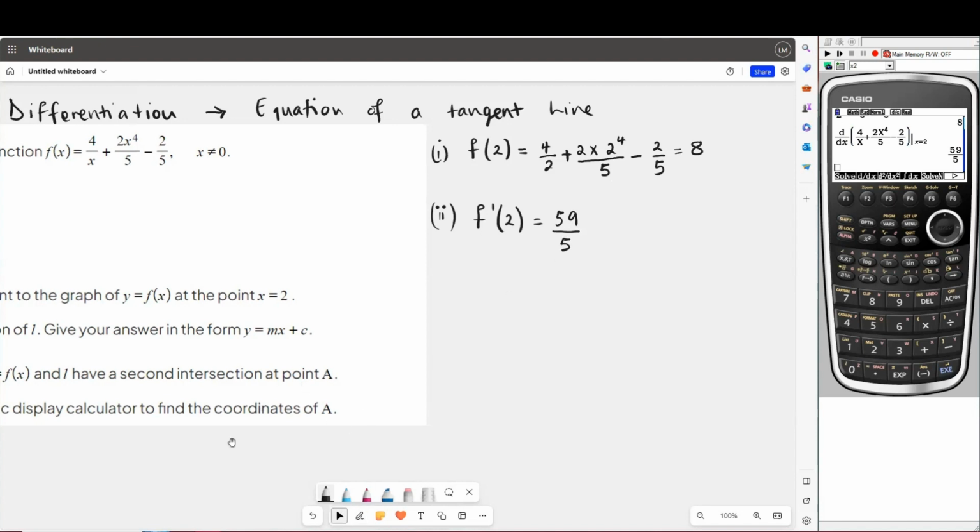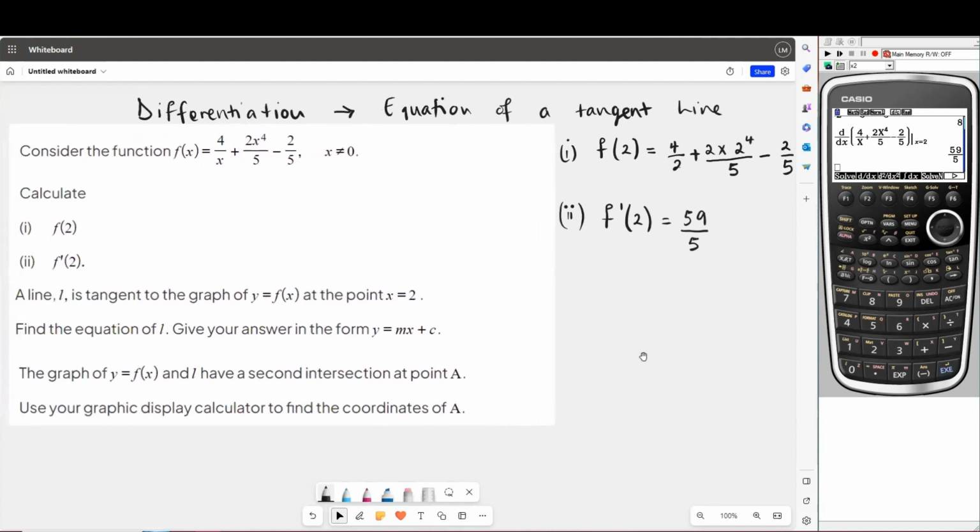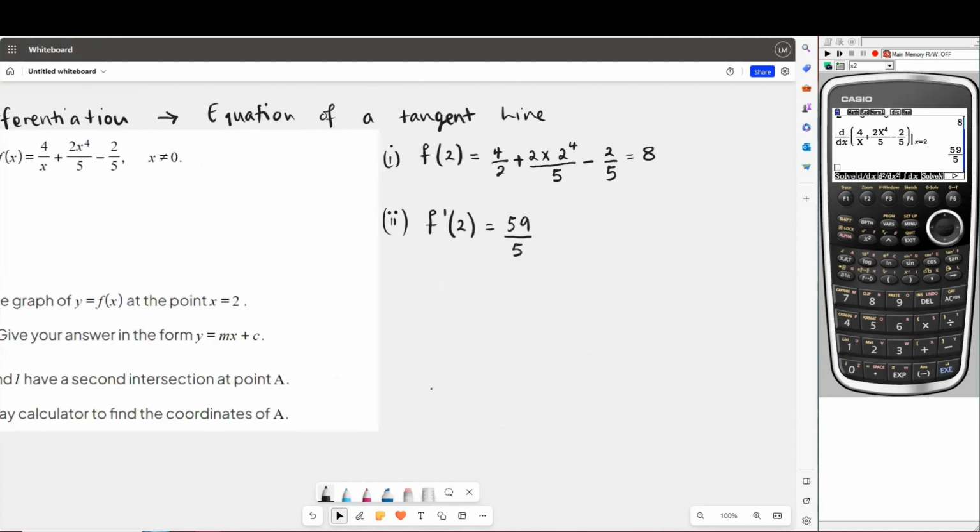These two values that we just found are really important in helping us find the equation of the tangent line. The first value that you found gives you a point. That's what you need when you find the equation of a tangent line. You need a point, and the point that we got from there is 2, 8. When x is 2, y is 8.